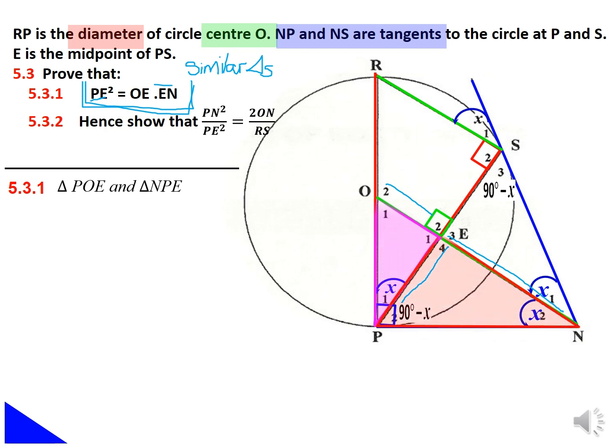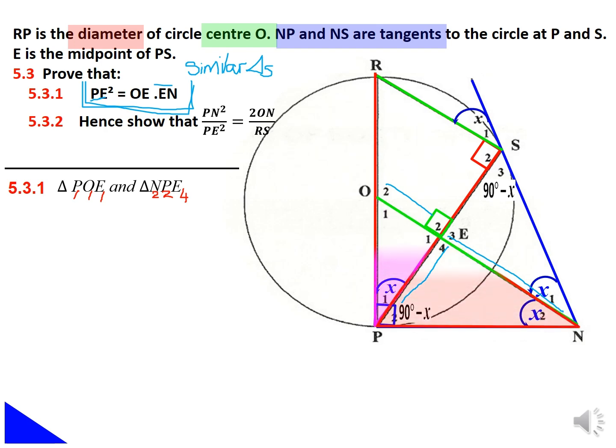If you look at triangle POE, the angle at P is P1, the angle at O is O1, and the angle at E is E1. Then if you look at triangle NPE, the angle at N is N2, the angle at P is P2, and the angle at E is E4. Those are the angles in the two triangles. Now we need to show that these two triangles are similar.